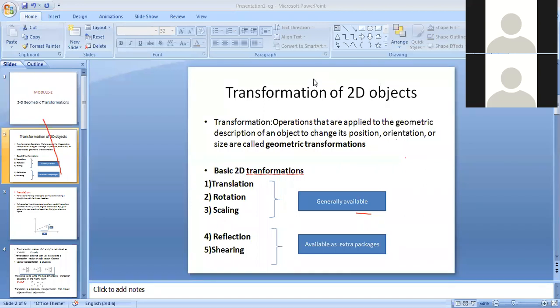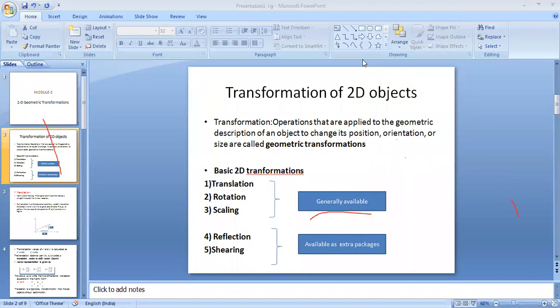So the different transformations available for the objects that we write are translation, rotation, scaling, and the other two, reflection and shearing. What do we mean by these five things in brief? Translation is moving an object from one place to another place.